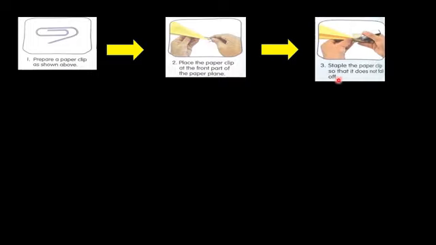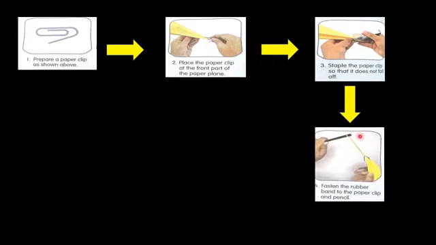First, prepare a paper clip. Next, place the paper clip at the front part of the paper plane like this. Third, staple the paper clip so that it does not fall off. Number 4, fasten the rubber band to the paper clip and pencil.